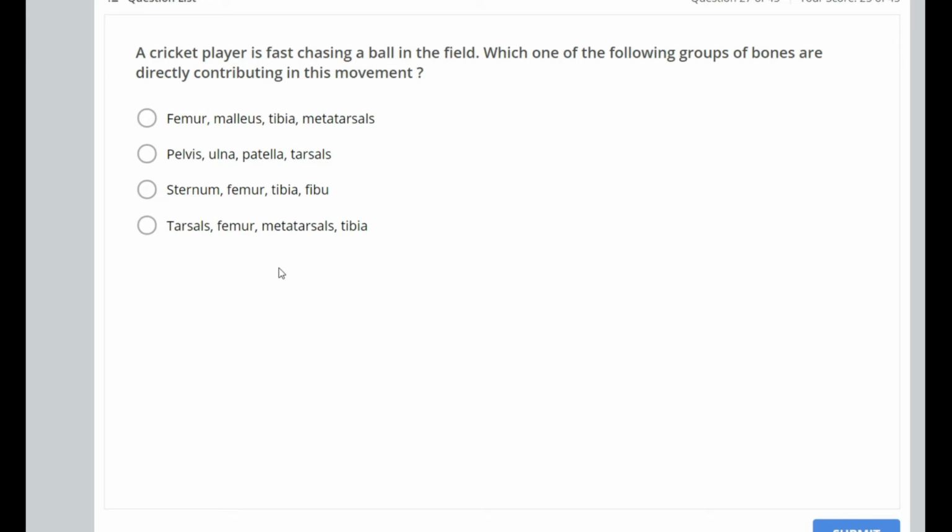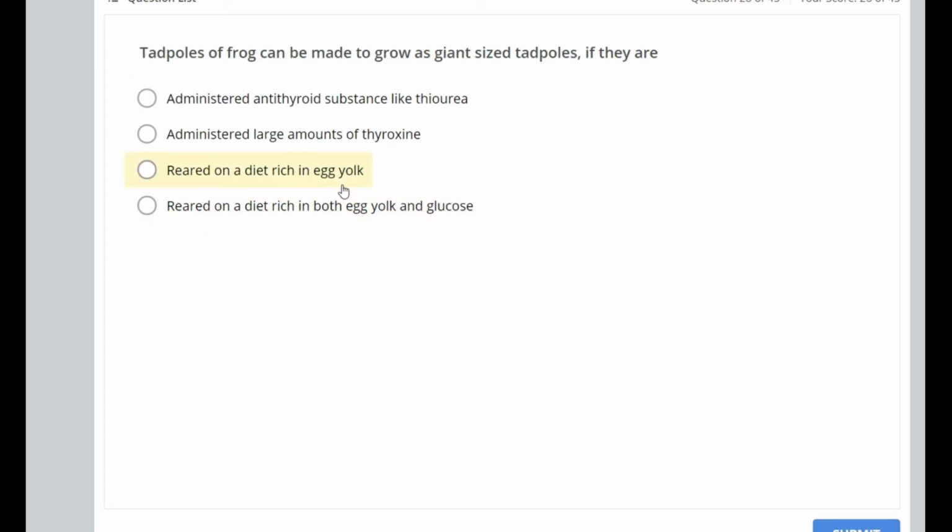A cricket player is fast chasing the ball in the field. Which one of the following groups of bones are directly contributing in this movement? Femur, malleus, tibia, metatarsals. This is the first option. Second option, pelvis, ulna, patella, tarsals. Third option, sternum, femur, tibia, fibula. Fourth option, tarsals, femur, metatarsals, tibia. The right answer for this question is option D, tarsals, femur, metatarsals, tibia.